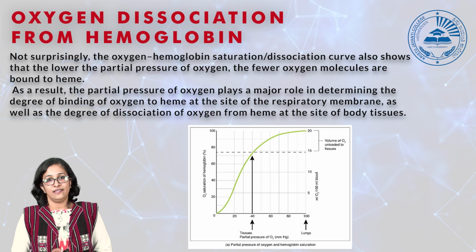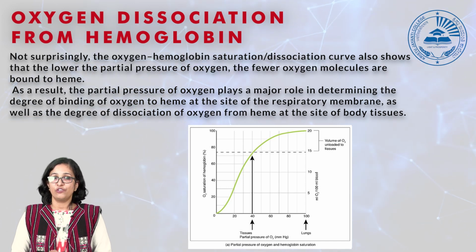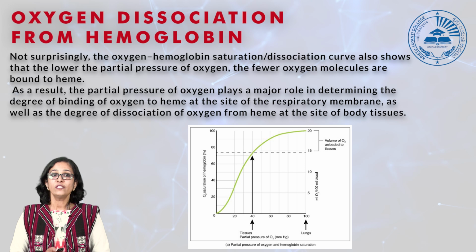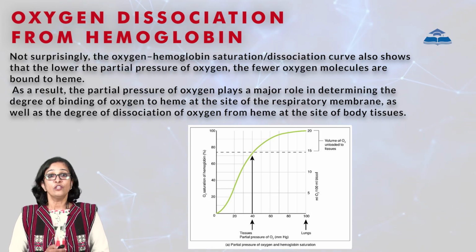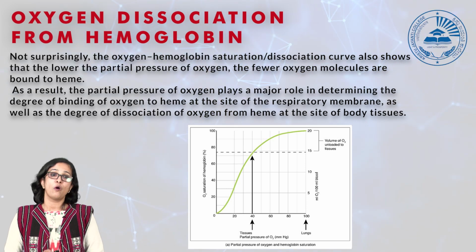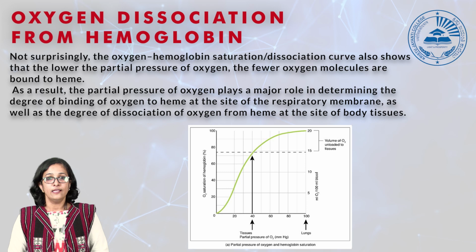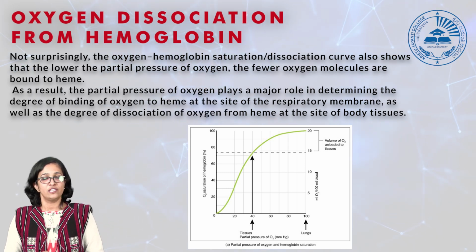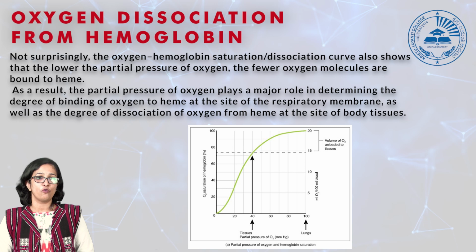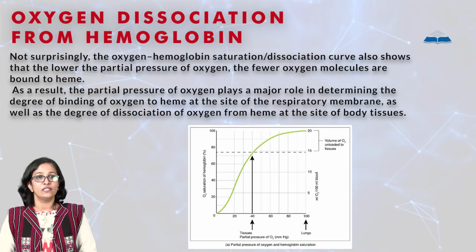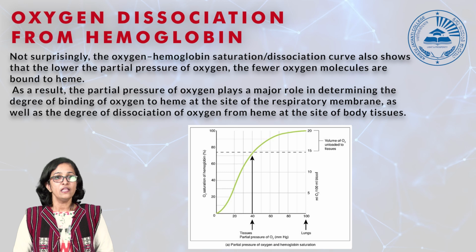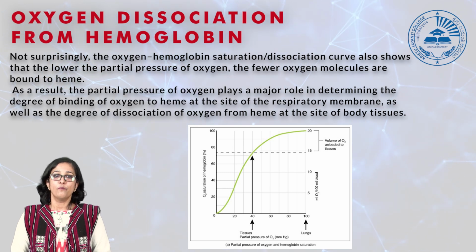Not surprisingly, the oxygen-hemoglobin dissociation curve also shows that the lower the partial pressure of oxygen, the fewer oxygen molecules are bound to heme. As a result, the partial pressure of oxygen always plays a major role in determining the degree of binding of oxygen to heme at the site of the respiratory membrane, as well as the degree of dissociation of oxygen from heme at the site of body tissues.